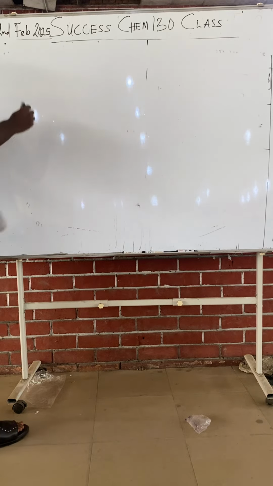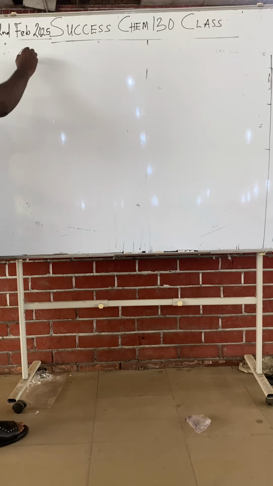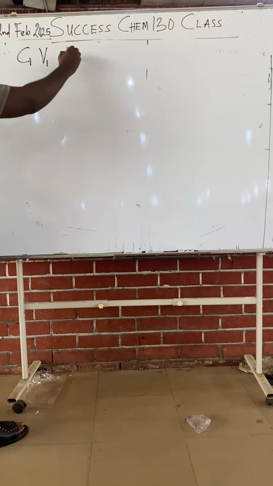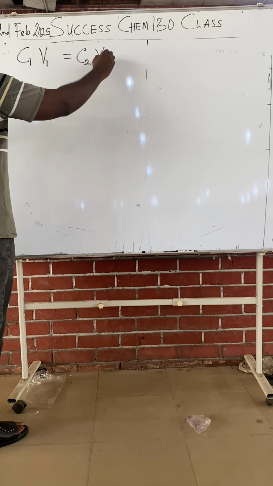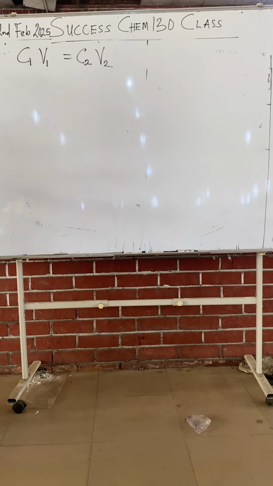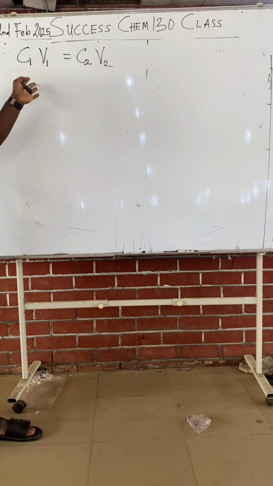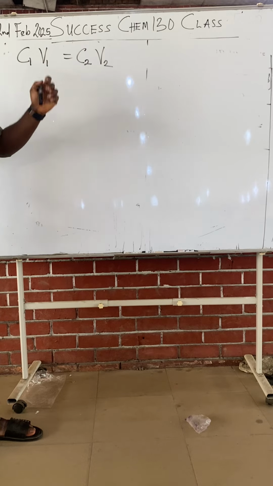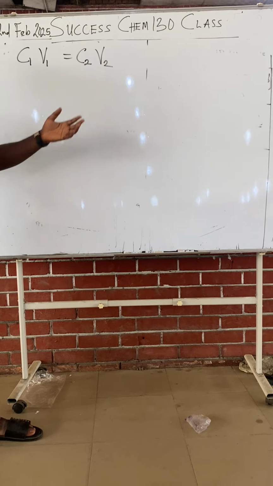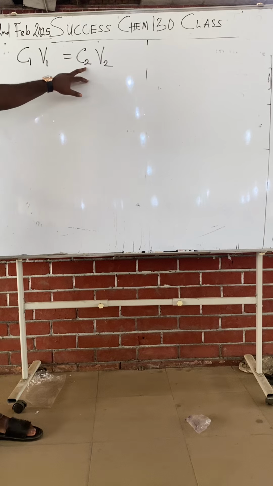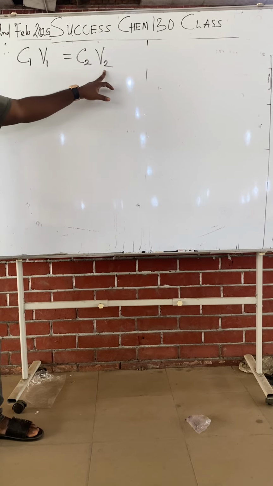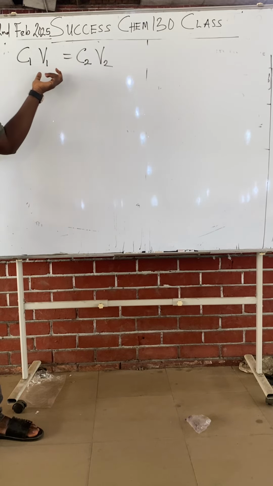Class, dilution. There's what we call the initial concentration and the initial volume, and we have the final concentration and the final volume. This is the dilution formula. Before you add water, the solution has an initial concentration and an initial volume. After addition of water, expect the concentration to reduce, but expect the volume to increase. So C1V1 equals C2V2 is the dilution formula.